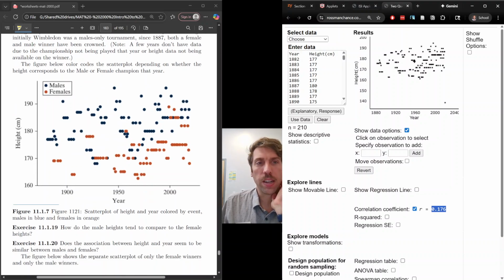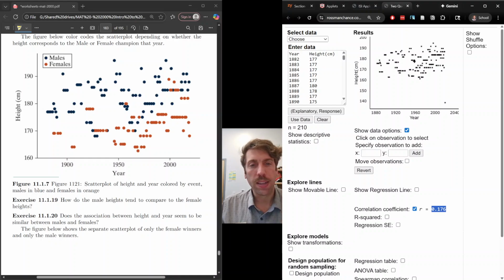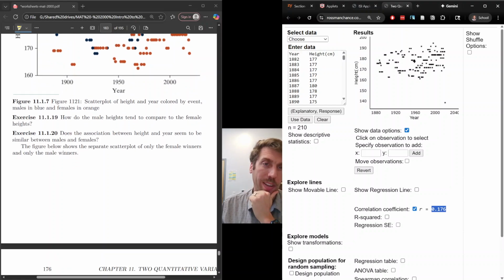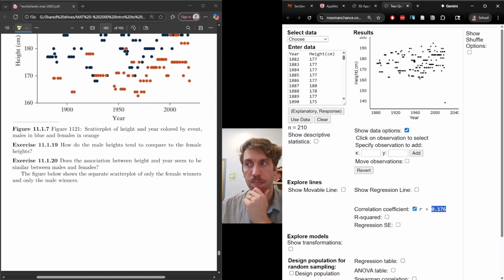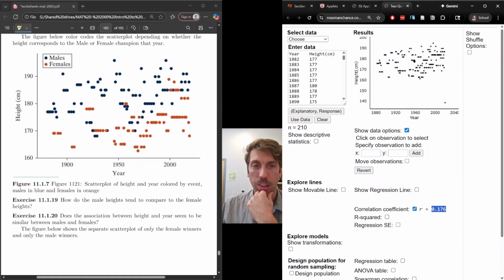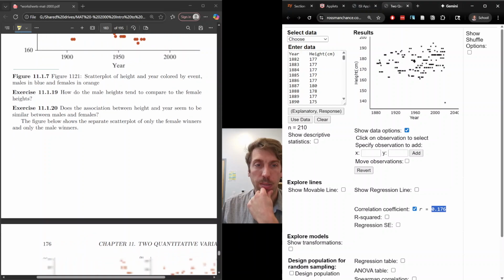So here, if we look at the data and then color it by male and female, we get something new. Okay. How do the male heights tend to compare to the female heights? Use numbers, say something quantitative there. Number 20, does the association between height and year seem to be similar between males and females? We'll calculate the correlation coefficients for each group soon, but just eyeballing it and using your common sense, does the association seem pretty similar?